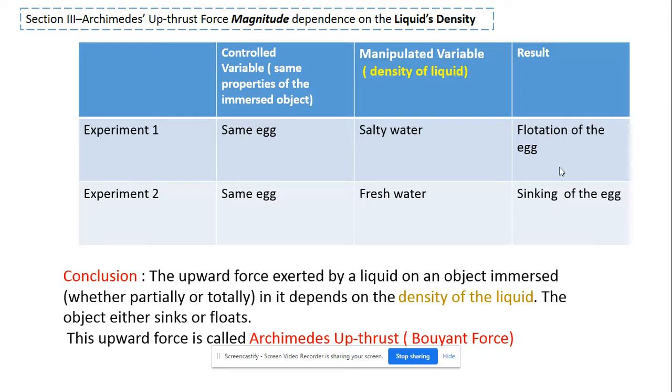So as a conclusion, we say that the upward force exerted by a liquid on an object immersed, whether partially or totally, whether part of it is under the liquid or all of it, depends on the density of the liquid. The object either sinks or floats. This upward force is called Archimedes upthrust, due to the scientist who found it, or another name for it is the buoyant force.